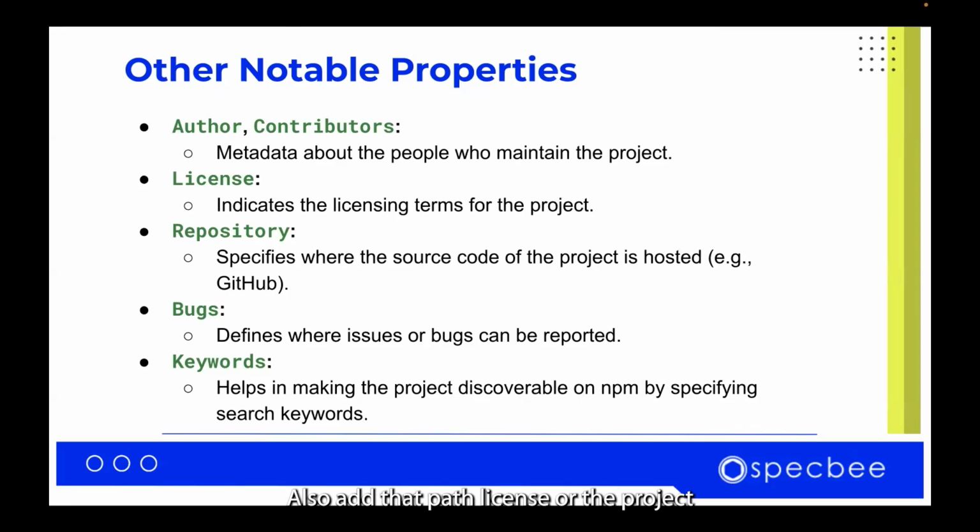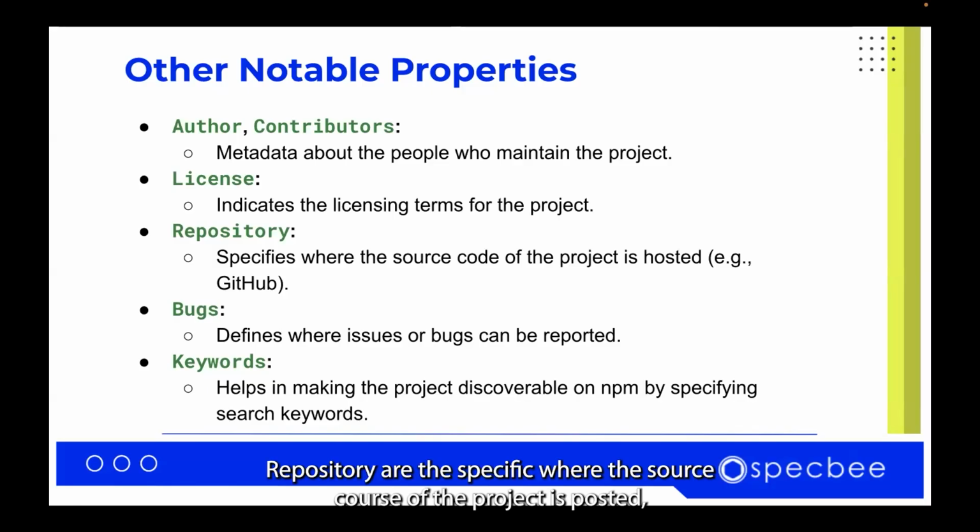License is the license used in the package.json. Repositories are the specific places where the source code of the project is hosted. Like, we look at Drupal.org, where all the contributed modules are hosted.